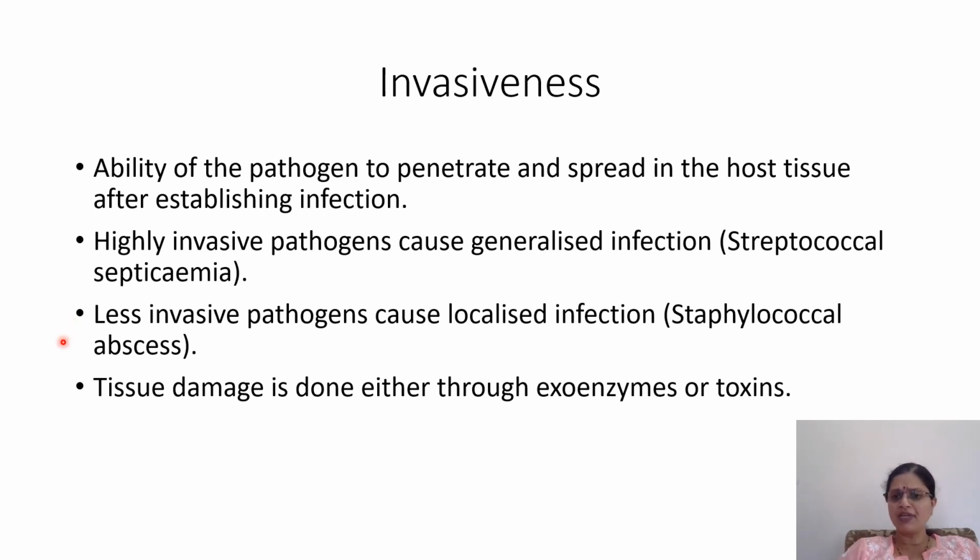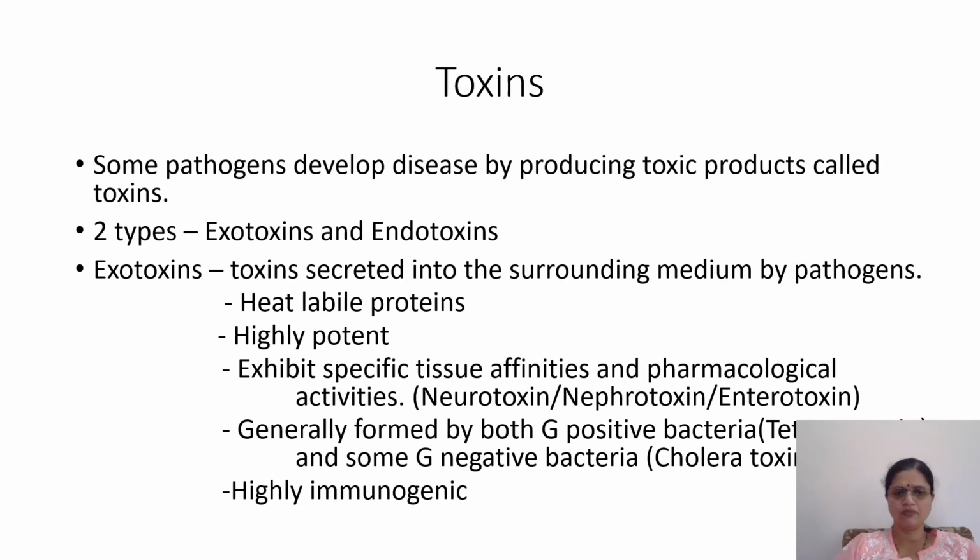Now, when we talk about invasiveness, we say that the organism spreads. Just by means of multiplication and spreading, can the organism cause damage? No. Many a time the tissue damage happens through two different ways. One is that the pathogen is going to release some kind of damaging enzyme, or it is going to release some kind of toxin. So what are these enzymes and toxins? That is what we are going to see in detail in the next slide.